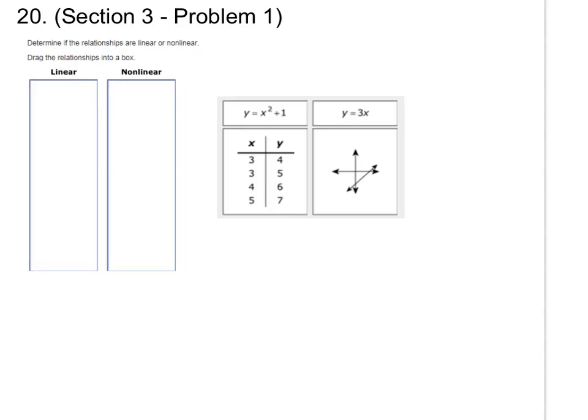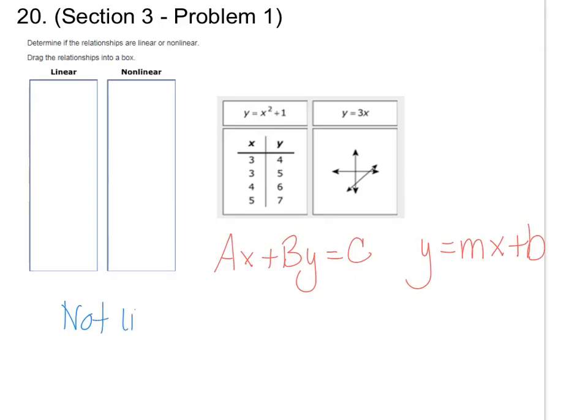We talked about a linear equation is in the form ax plus by is equal to c. That is a linear equation. That's standard form. We also looked at slope-intercept form, y equals mx plus b. Those are also linear equations. So if you remember, there were some of those red flags to look for. How do we know if something is not a linear equation?